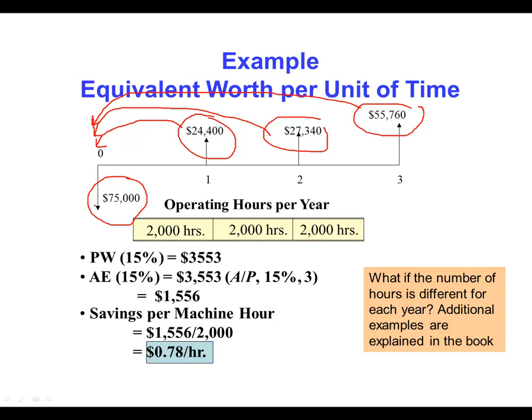And we have that 75,000 at year 0. So we have all these present values. We find the net present worth at 15%, and that will equal $3,553.